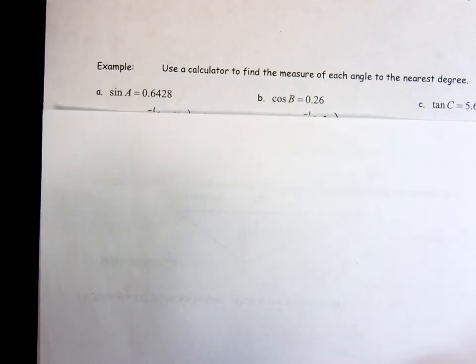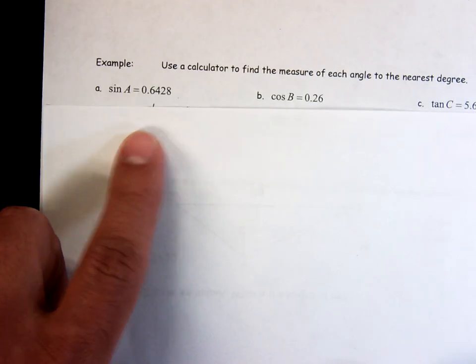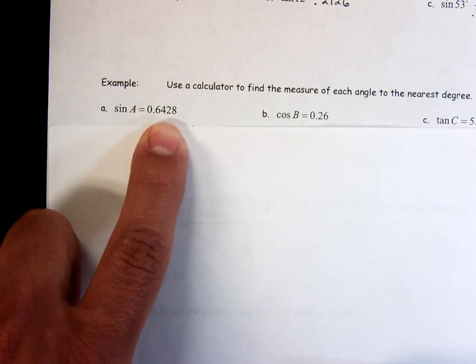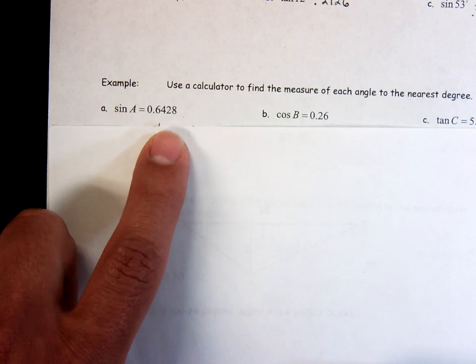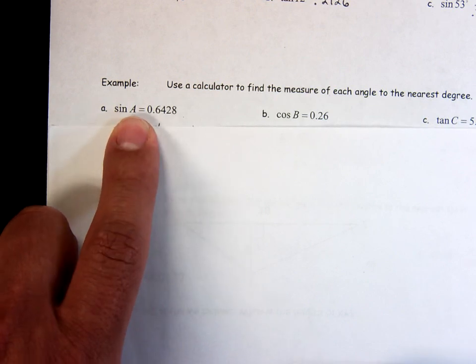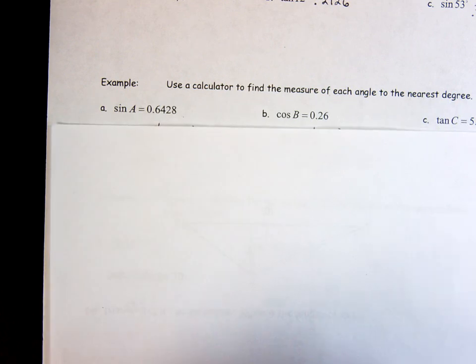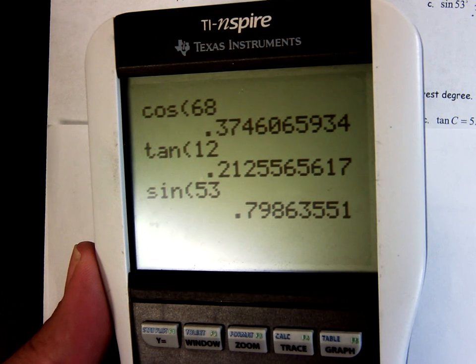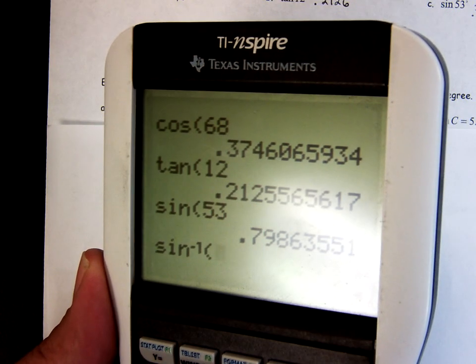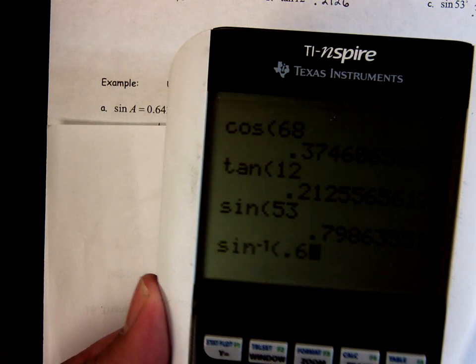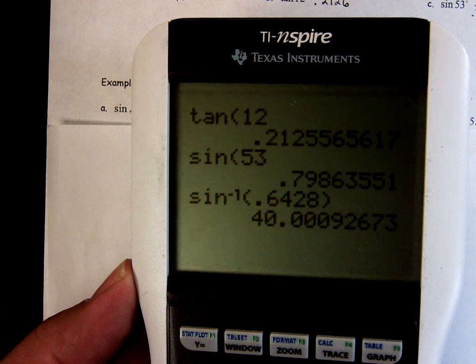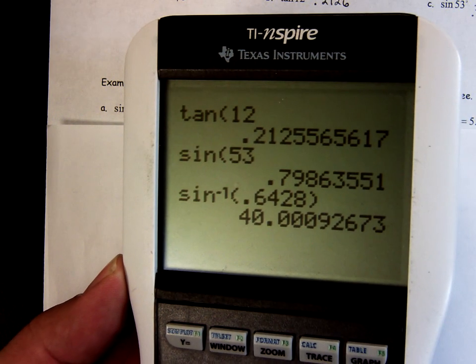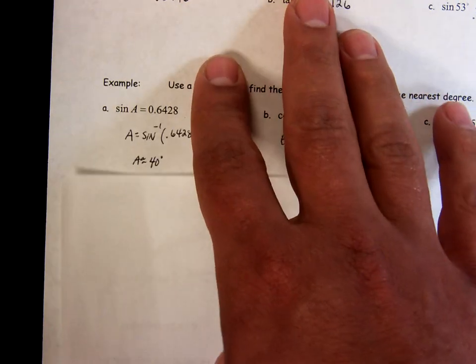Now when we have to work backwards, we're given the sine, and we're asked to figure out what the angle is. So if we know this is the sine, what must the angle have been to give us this sine? When we work backwards, you just hit the second button first. We're trying to find sine, so I do second sine. It'll look like that, and then I type in what I have. 0.6428 parentheses, and it gives me the angle. Roughly 40 degrees. Not exactly 40, but pretty close.